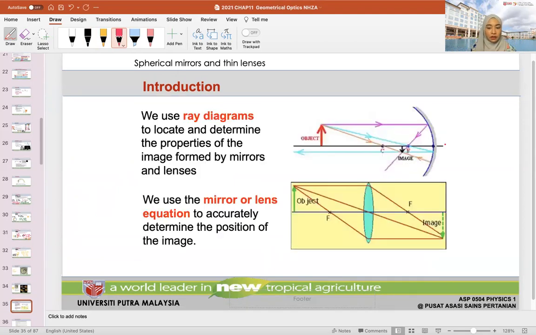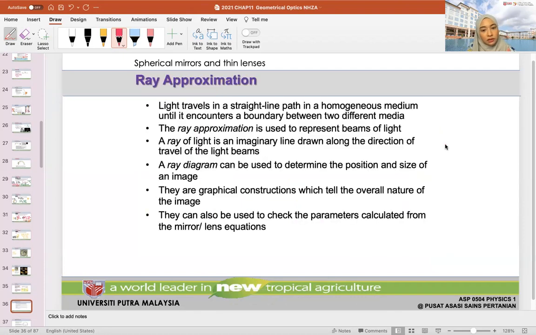Okay. So we use ray diagrams to locate and determine the properties of image formed by mirrors and lenses. We use mirror or lens equations to accurately determine the position of the image. Okay, these are really boring. Next. So light travels in a straight line path. We know this. When we draw the light, we always draw it in a straight line, right? And when it refracts or reflects, then only we would have these angles, right? But otherwise, we assume it to be a straight line.